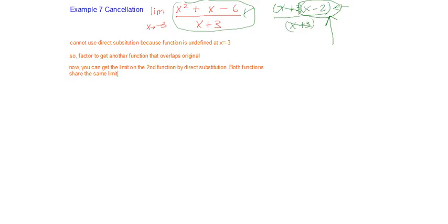So we use direct substitution on this one. We plug in the -3 right here. So now I have -3 and -2, so you'll get -5. So the limit is -5. And let's see this graphically.